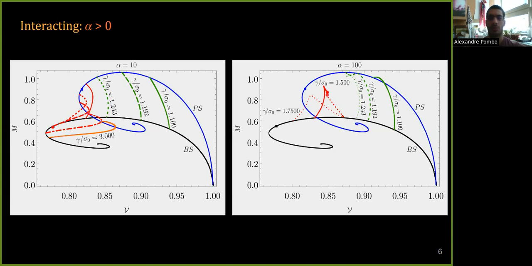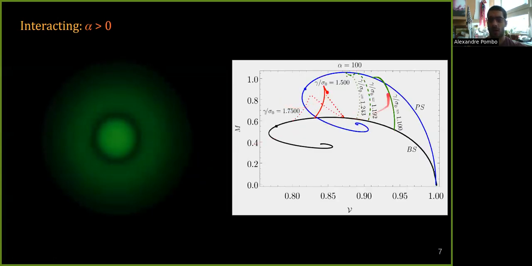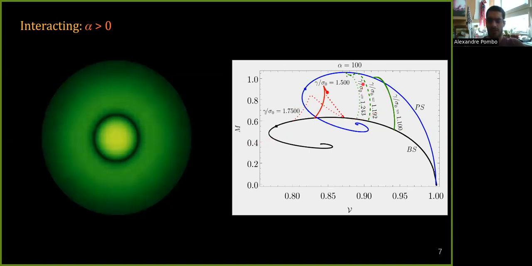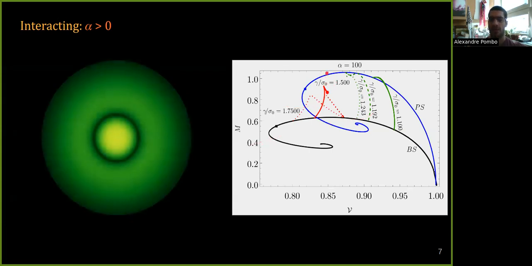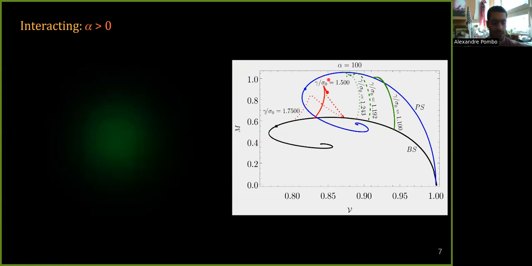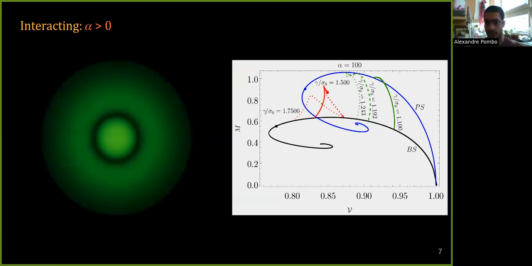At this point, solutions are everywhere regular. However, there is a tachyonic mass for the vector field, and we expect that a phenomenon of spontaneous vectorization occurs. In this case, we have started from the Proca star and added a little bit of scalar boson star, and we have observed that no amount of scalar field is supported by the Proca star in this case.